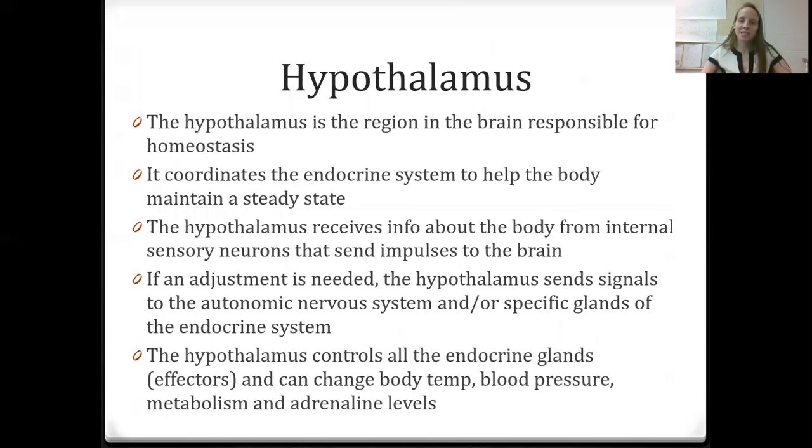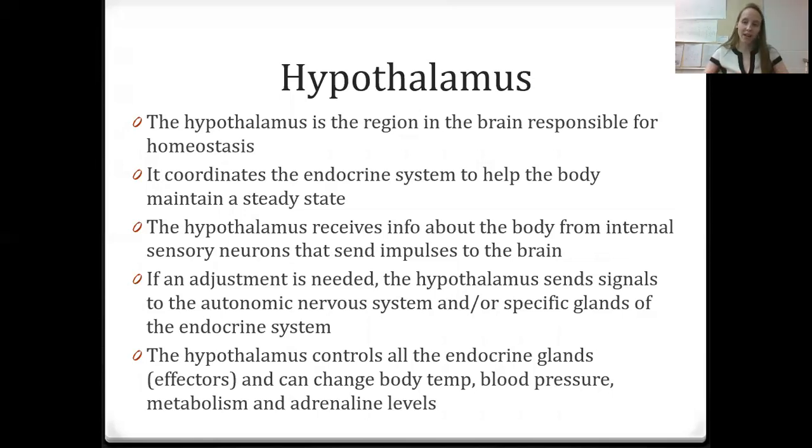The hypothalamus is the region of the brain responsible for homeostasis. It coordinates the endocrine system to help the body maintain that steady state. So it's going to constantly be receiving signals from the internal sensory receptors. And then if an adjustment is needed, it will send out a signal through the autonomic nervous system or to specific glands using hormones through the blood.